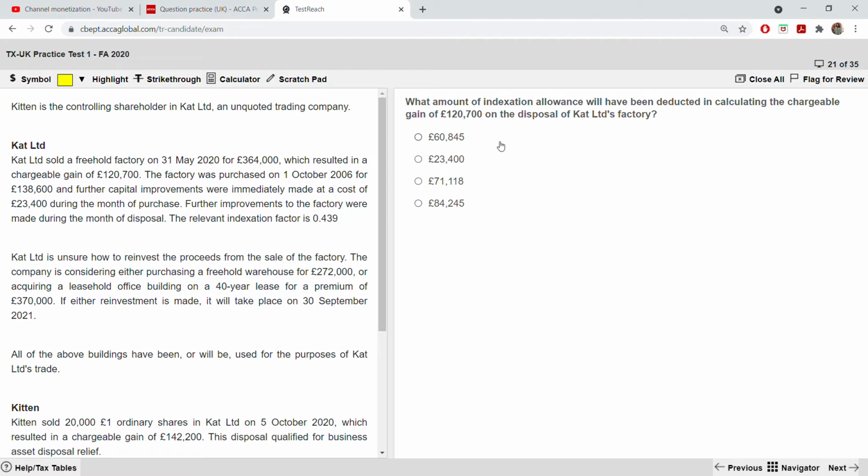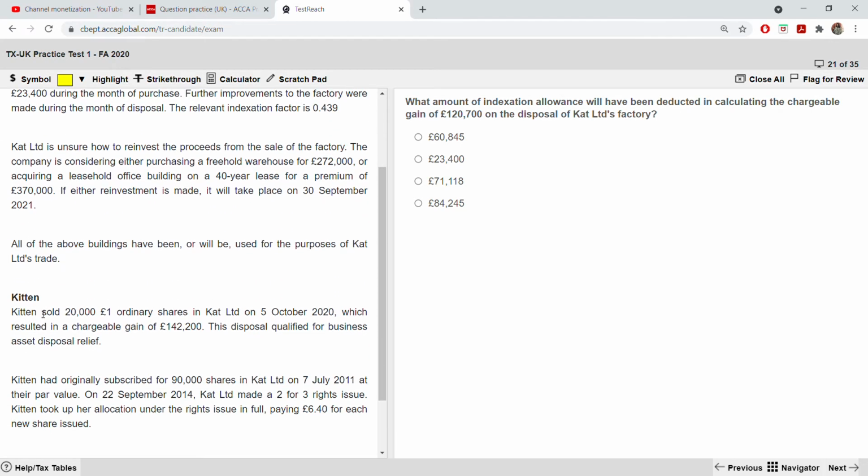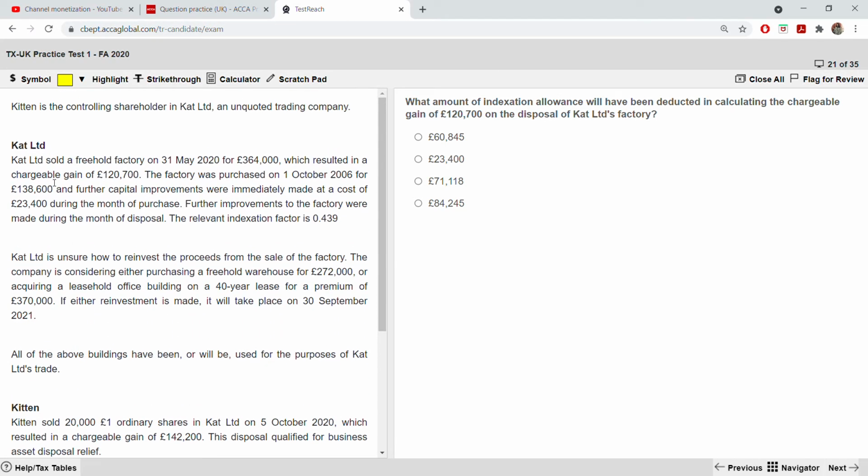Indexation allowance and all. Okay, so what amount of indexation allowance will have been deducted in calculating the chargeable gain of 127,000 on the disposal of Cat Limited's factory? Okay, so we have two. One is Cat Limited, the other one is Kitten. Okay, so Kitten part we don't have to read for this. We'll just read the Cat Limited. Kitten is the controlling shareholder of CAT, an unquoted trading company.